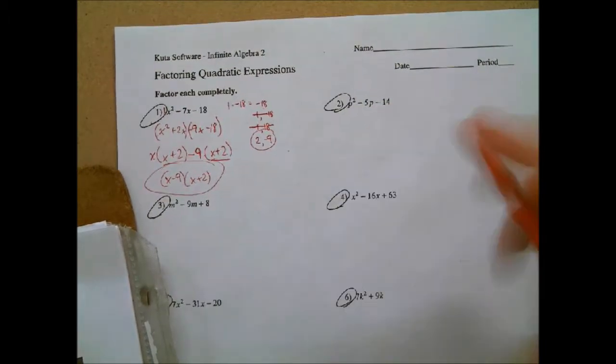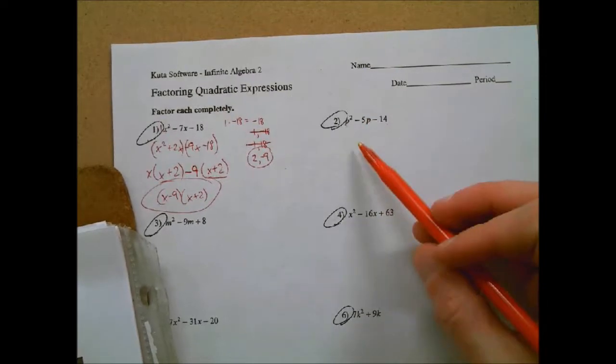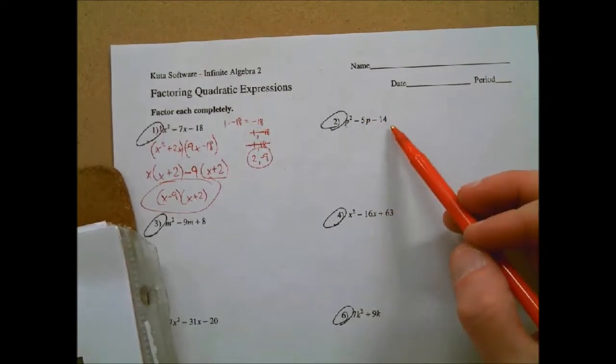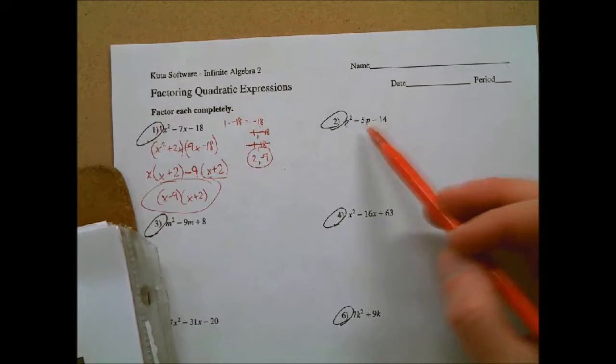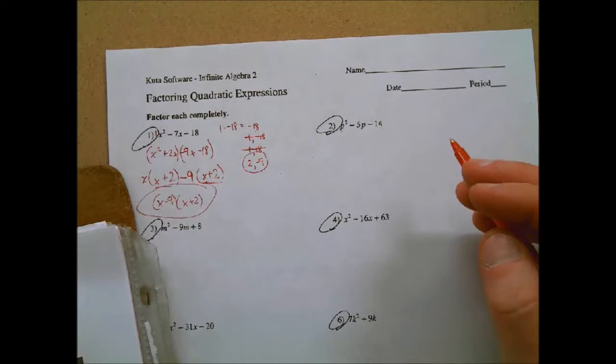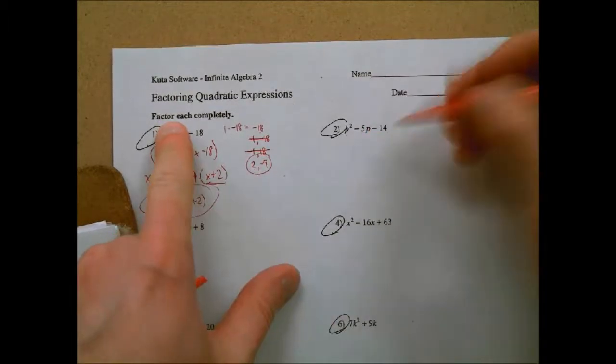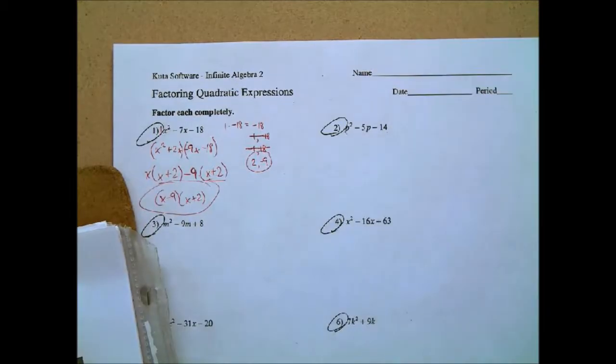Is there something that divides all 3 terms? No. I mean, the first 2 have a P, but 14 does not. And 5 and 14, there's not really any number that divides both of those except for 1, so that's not super helpful. Right, Alex and Dylan? Yeah. So when we get the directions to factor here, you want to think about all the different strategies, like greatest common factor. But there is no greatest common factor for number 2, so we can throw that out.